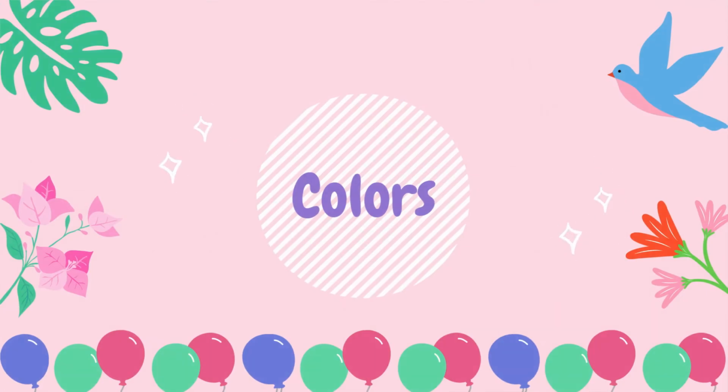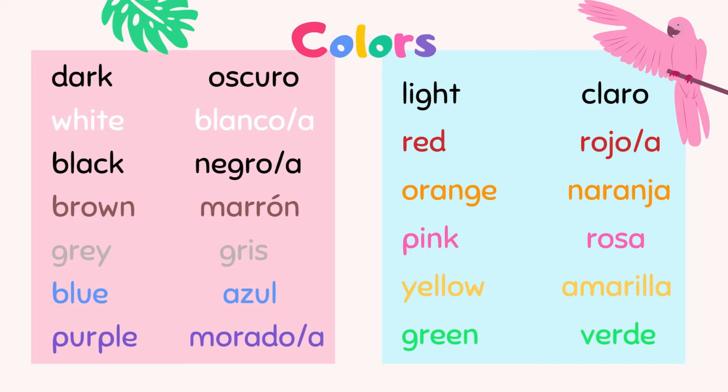In this part, we will talk about colors. Let's get to know them first. Oscuro, dark. Blanco, blanca, white. Negro, negra, black.